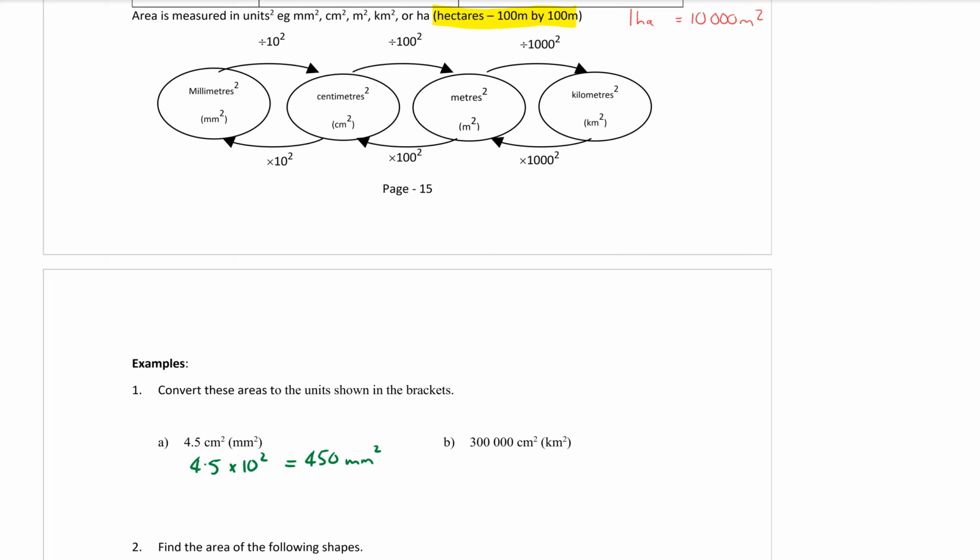and I want to get to kilometres squared. So it's 2 jumps, but follow the arrow, divide by 100 squared, divide by 1,000 squared. So 300,000 divide by 100 squared, divide by 1,000 squared. Very small number, 0.000, we've got enough zeros, 1, 2, 3, 4, yep. 3 kilometres squared. Could you imagine centimetres squared are very small, whereas kilometres squared takes an awful lot of centimetres squared to fill a kilometre squared. Okay?